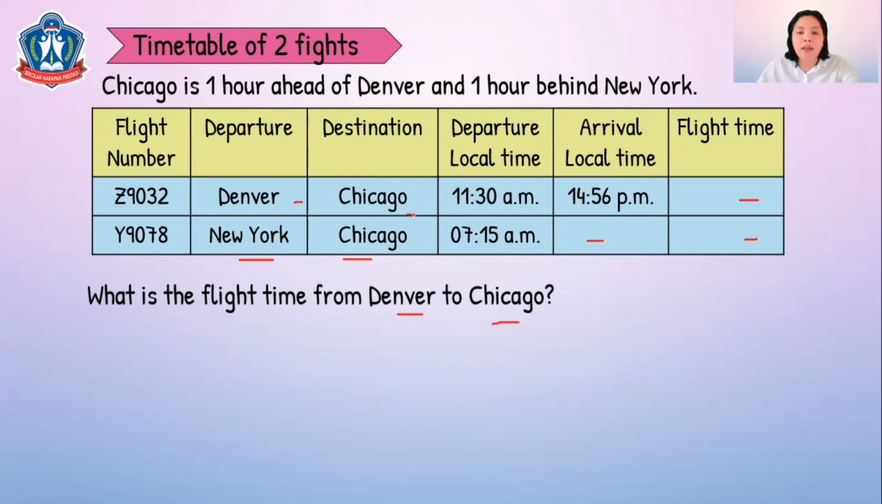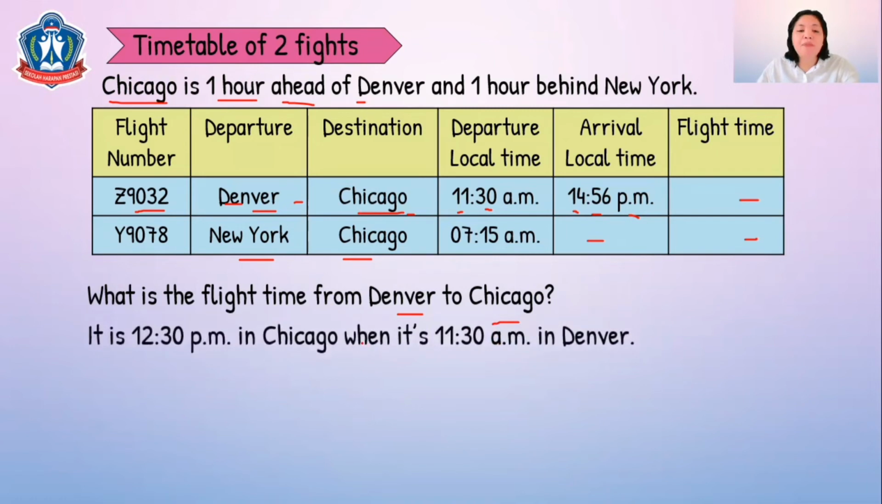So Denver to Chicago. From Denver, the airplane Z9032 departs at 11:30 a.m. and it arrives in Chicago at 14:56 p.m. So how long is the flight? Remember that Chicago is 1 hour ahead of Denver. So if it is 11:30 in Denver, in Chicago, that is already 12:30 p.m. Okay? So we will use the 12:30 p.m. time because the flight will arrive in Chicago. So from 12:30 p.m., then the arrival is 14:56.